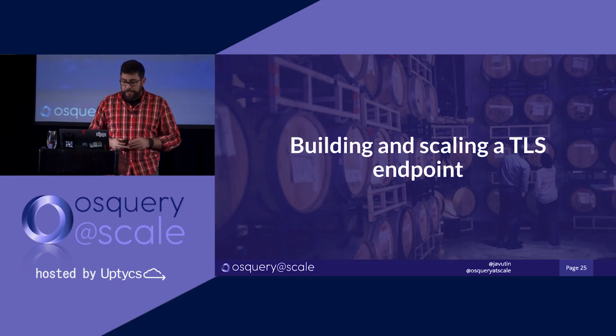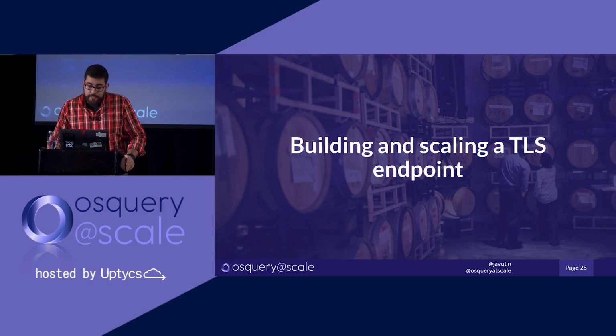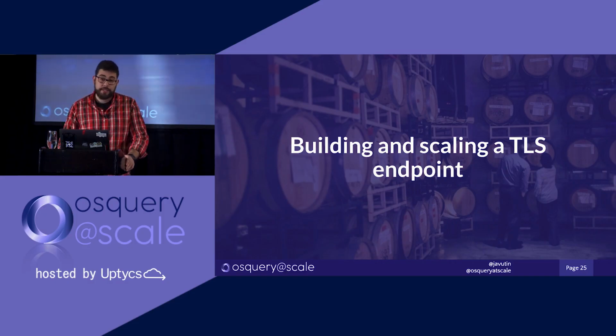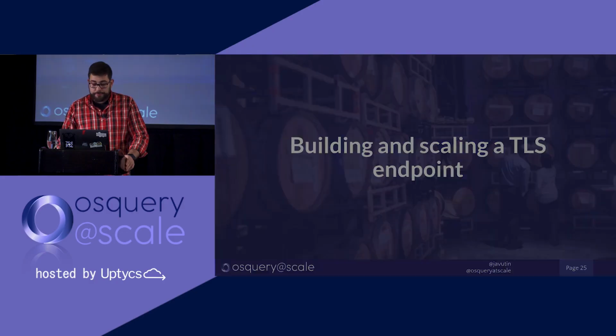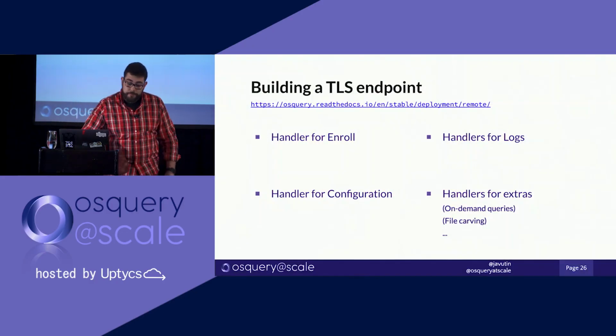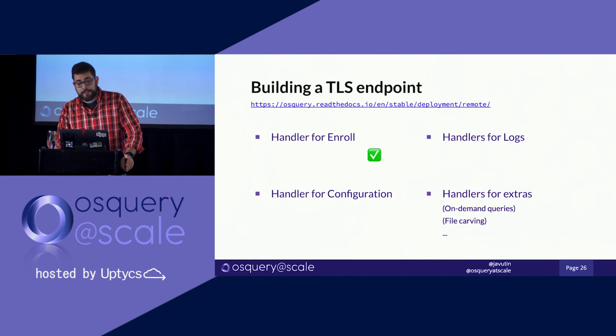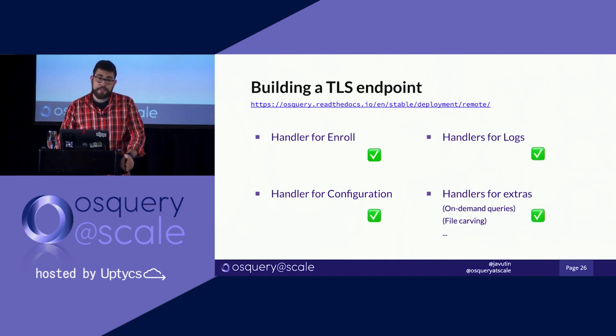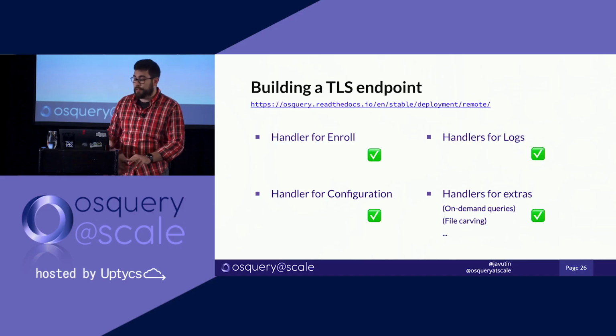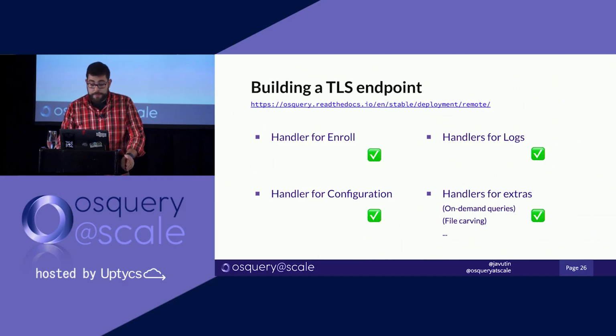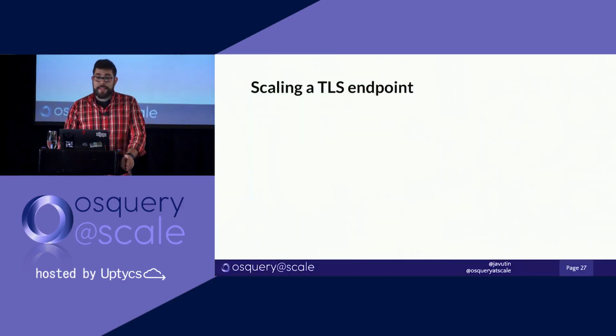Now, we are going to discuss a little bit how to build and scale a TLS endpoint that we just learned how to implement. So basically we now have a handler for enroll, a handler for logs, a handler for configuration, and a handler for extras, whether it's on-demand queries or file carving. What is the next step?